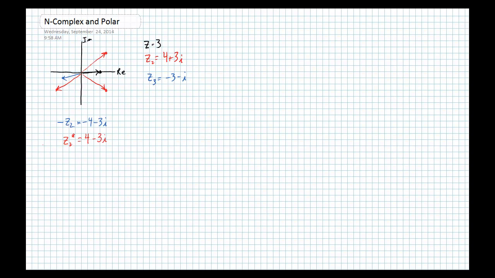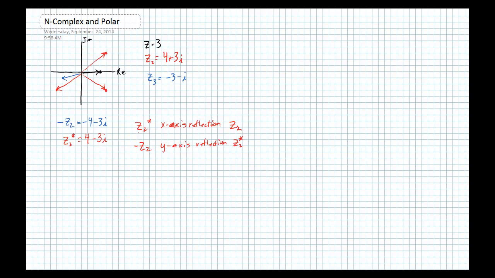Which you'll notice then that z2 conjugate is reflected in the x-axis of our original z2, right? And that negative z2 is a y-axis reflection of the conjugate, or a rotation around the origin.